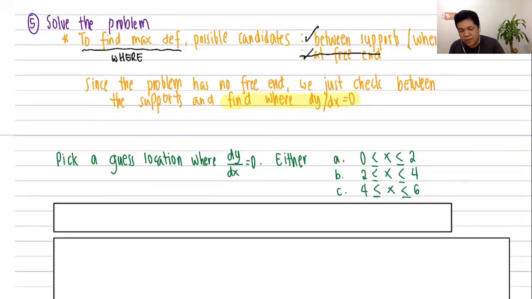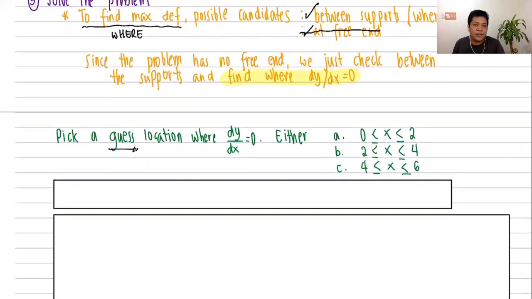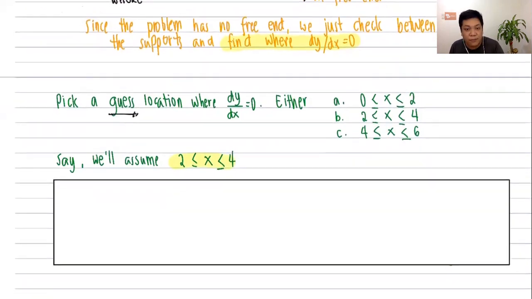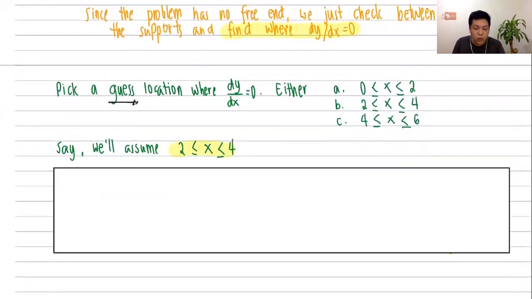Now, what I do is make an intelligent guess as to which location dy over dx is found. So I can select 1 out of the 3. For this example, using my engineering intuition, I'll say that it's found between 2 and 4. So I'll say that x, the location of the max deflection, is somewhere between 2 and 4. So the value of x is larger than 2 and smaller than 4.